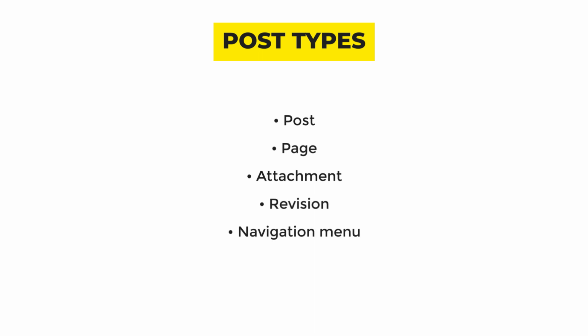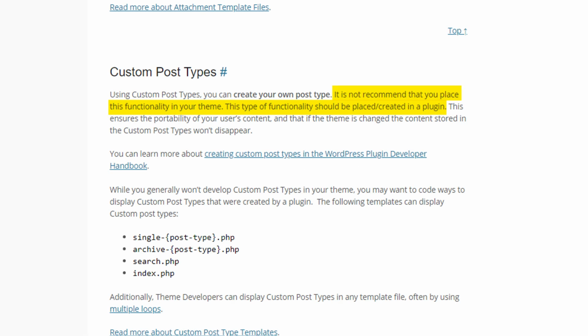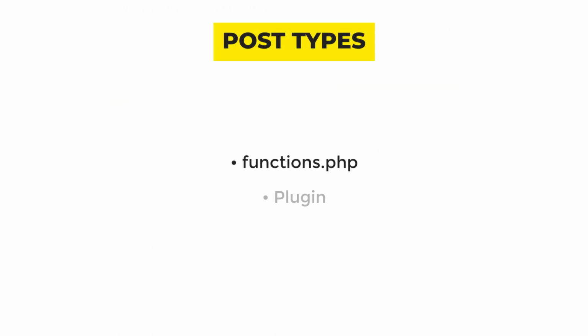There are essentially 5 post types in every WordPress theme by default, which are post, page, attachment, revision, and navigation menu. We can create our own custom type in a couple of ways. The first one is by implementing the code in the functions.php file. However, this method is not recommended by the CMS creators. The second way is to build a plugin that handles creating the custom post type. Yet, creating plugins is out of the scope of this series.